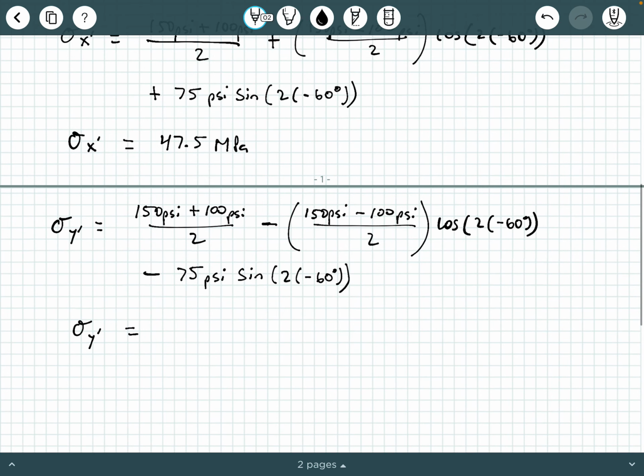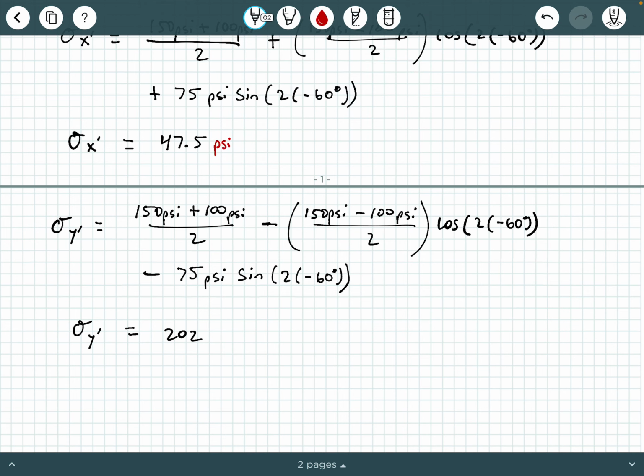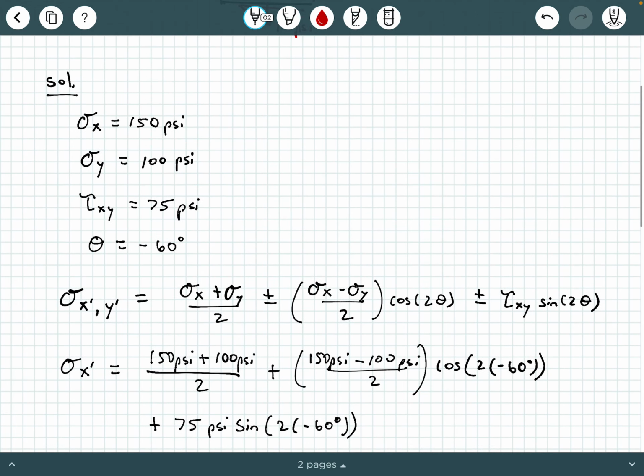Make sure you punch all this into your calculator correctly. You should get sigma y prime of about 202. Oh, did I say megapascals? Watch those units. PSI are our units. So 202 psi.